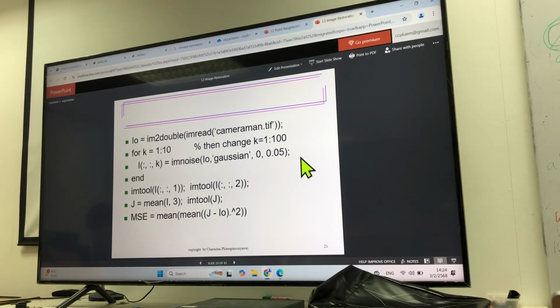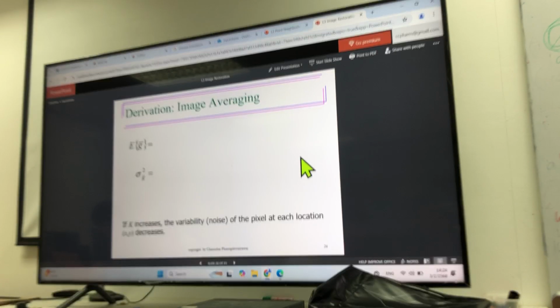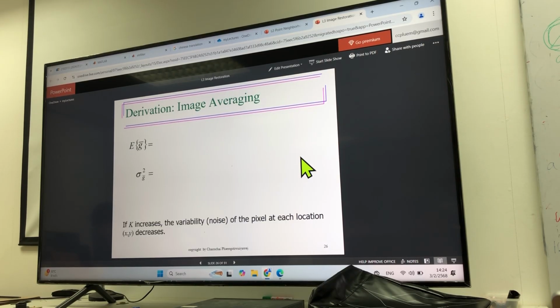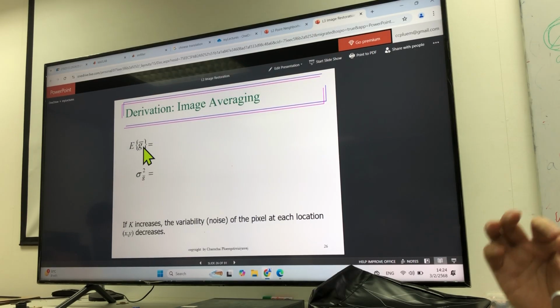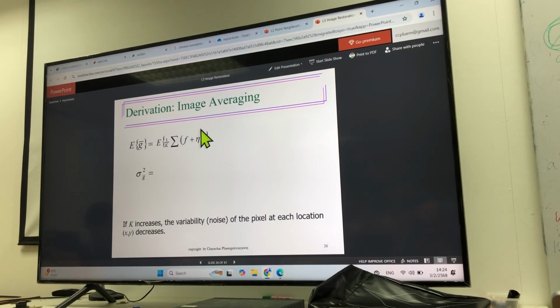So this is the way to get rid of the noise using image averaging. This is the reason why. Suppose we got the expectation of G bar. Remember, G bar is the average of G, and the average of G is 1 over K summation of F plus eta. Eta is noise, or as I call it, N_i. N_i is the noise, F is deterministic, a constant.